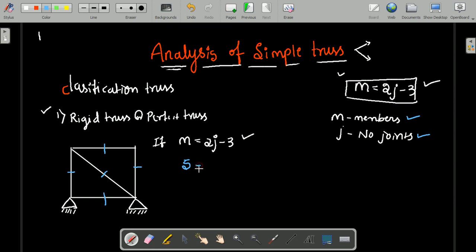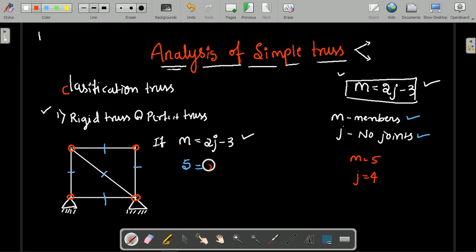So now let me count how many joints are there. Just observe the figure and let me answer how many joints are there in the given truss. How many joints are there? Just observe here. 4 joints. This is one joint, this is one joint, this is one joint, and this is one joint. The number of joints is 4. M is equal to 5. The number of members in the given truss is 5 and the number of joints in the given truss is 4.